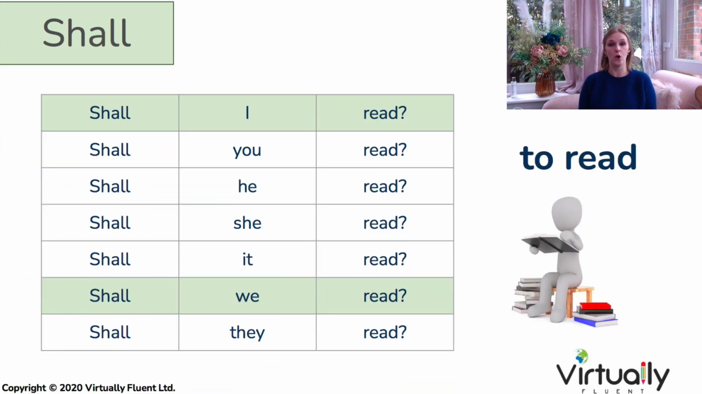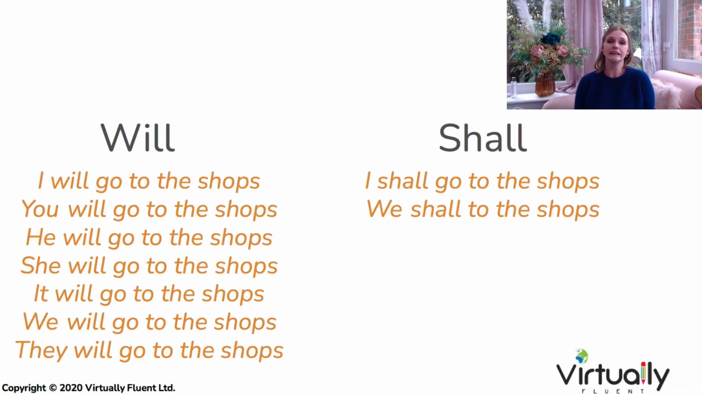As a question, all we do is flip our word shall and the subject and pop our infinitive on the end. Shall I read? Shall we read? So the only real difference between these in terms of their structure is which subjects it should be used with. As I said, historically, I and we with shall, but really any subject with will.